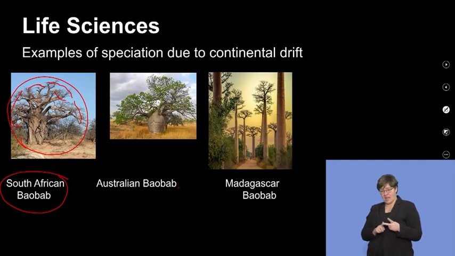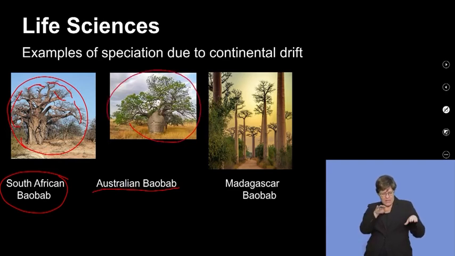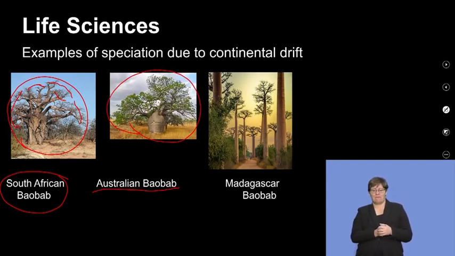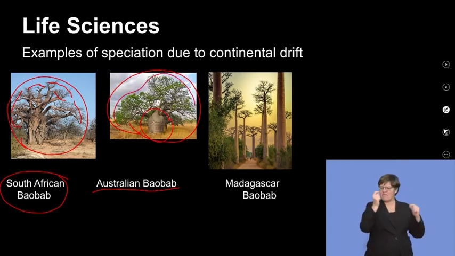Now, there's another example that we find in Australia, and this is what this one looks like. You can see it's quite different to this one. The stem is quite different, and the branches and the leaves make it look slightly different, although it is still a tree that spreads out. That's the Australian example.